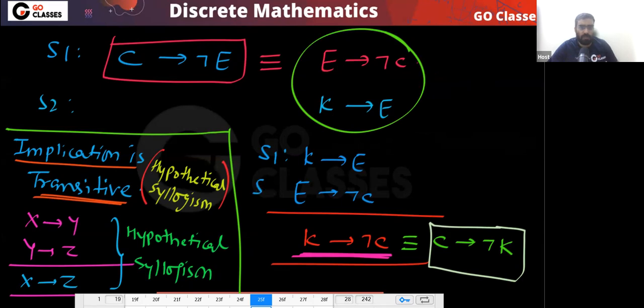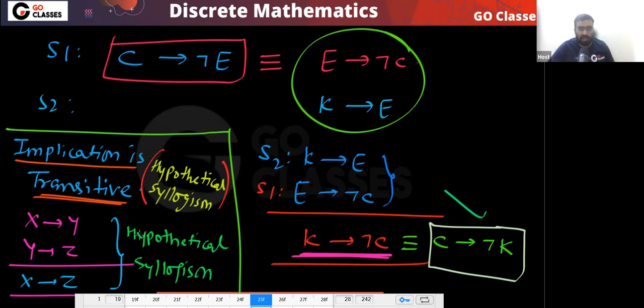This is S2 and this is S1. Okay, so from these two statements, what can you infer? From these two statements, you can infer that K implies negation C. This is also correct, because they are contrapositive, right?